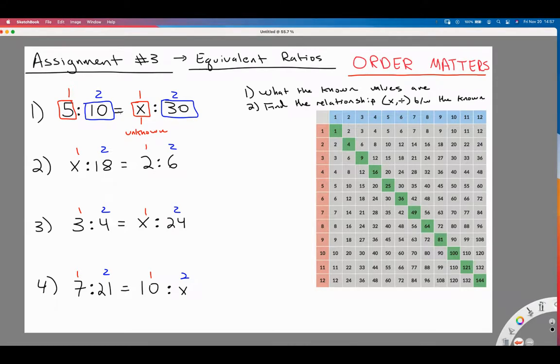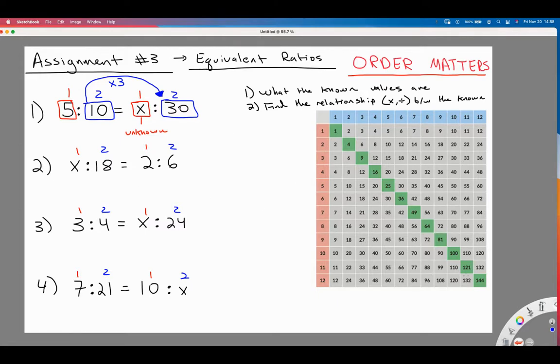So going over number 1 real quick, if we were to look at 10 and 30, to go from 10 to 30, there's some sort of rate or relationship that we have to apply to the 10, which would be multiplication in this case, to get to 30. And you're probably thinking right now that it would be multiplying by 3, and you'd be absolutely correct in that case.